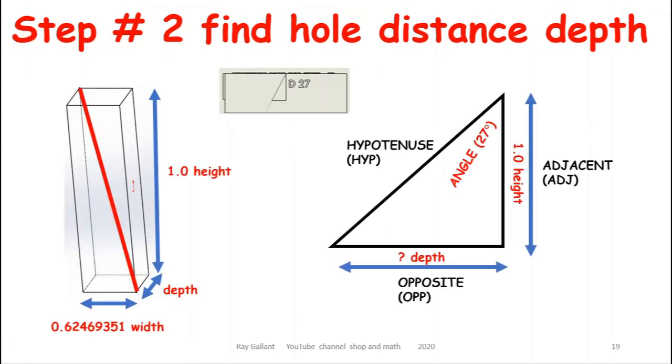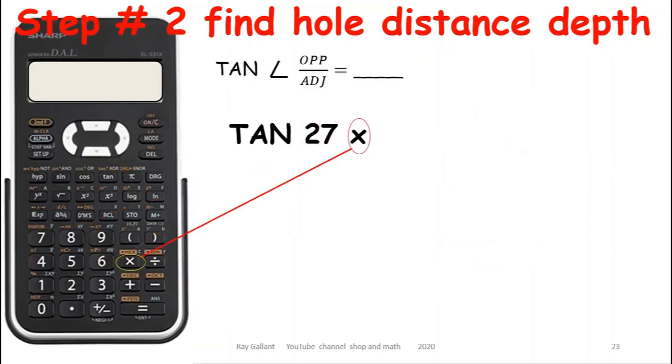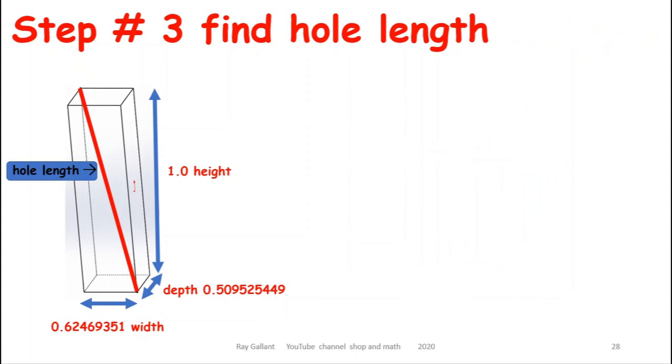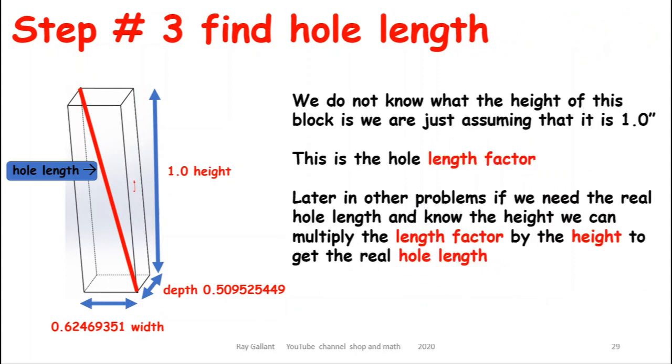Now we calculate our depth, which we're going to use tan again. Now we have our width and our depth. Now we need to calculate the length of our hole. Finding the hole length. The problem is we don't have a height, so we don't have a real hole length. What we can calculate is a factor, the length factor. Later on, if we find out what the actual height of our block is, we can multiply that by the factor and come up with a true length.